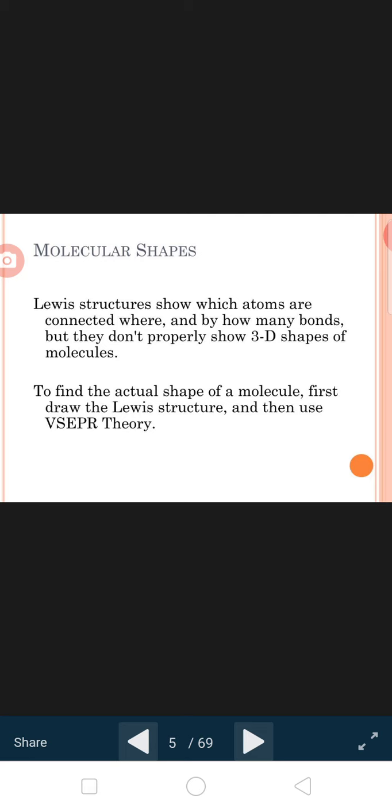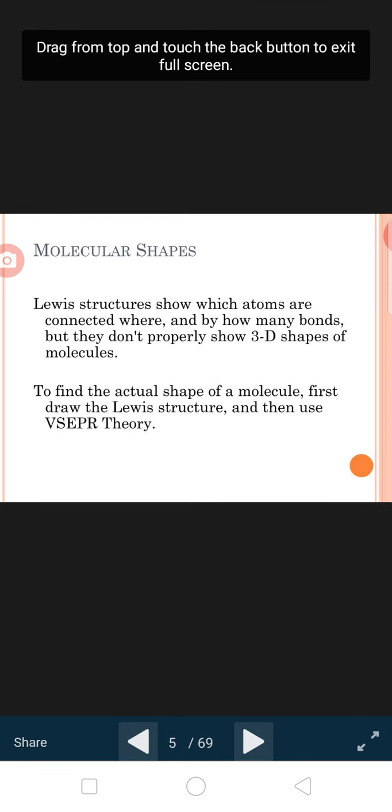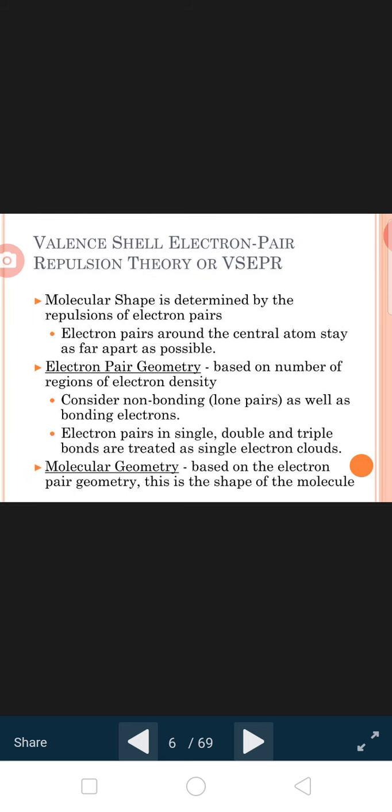Lewis structures show which atoms are connected where and by how many bonds, but they don't properly show the 3D shape of the molecule. To find the actual shape of the molecule, first draw the Lewis structure, and then use the valence shell electron pair repulsion theory. In VSEPR theory, molecular shape is determined by the repulsion of the electron pairs. Electron pairs around the central atom stay as far apart as possible.